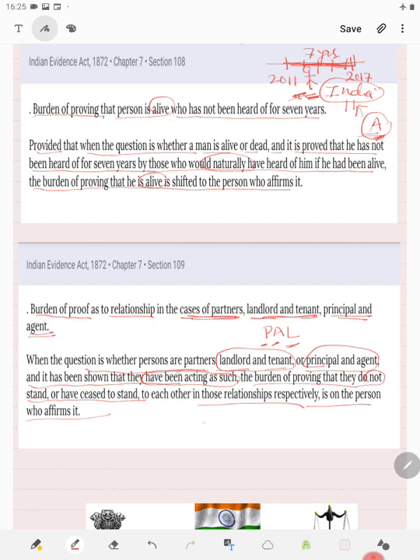So if it is shown that say A and B, the relationship between them is that of PAL, that is either they are partners or they are principal and agent or they are landlord and tenant, then the court will presume that they continue. And if, say, C claims that no, now this relationship has come to an end, then the burden of proof lies on C to show that that relationship has come to an end.